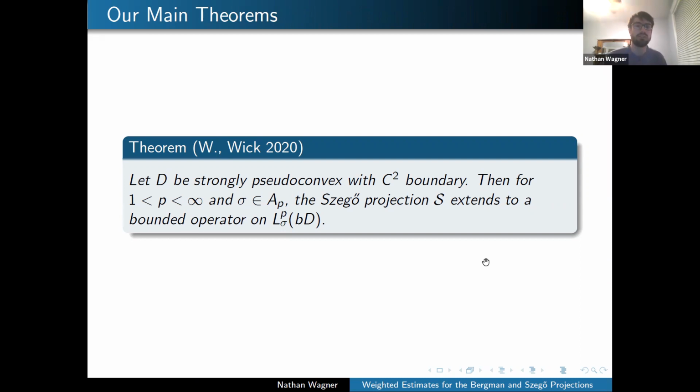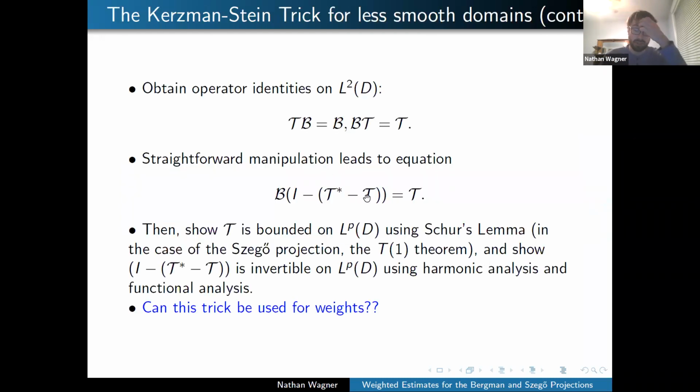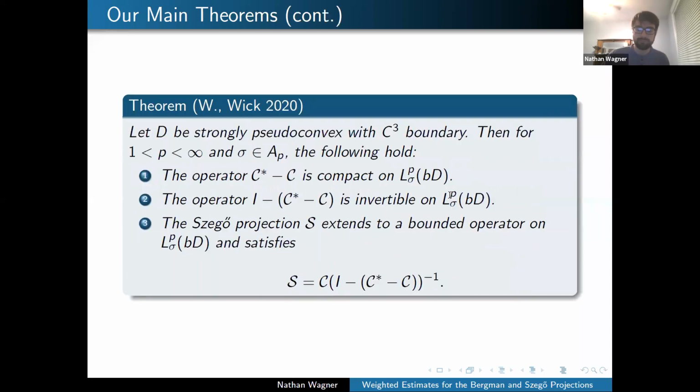And that condition is sufficient for the boundedness of the Szegő projection on weighted LP. And we did this by using general ideas that I went over on the previous slide. Obviously, there was a lot of work involved to adapt this to the weighted theory. But this general idea of using this Kurzman-Stein factorization and proving boundedness and invertibility of various pieces is really key.